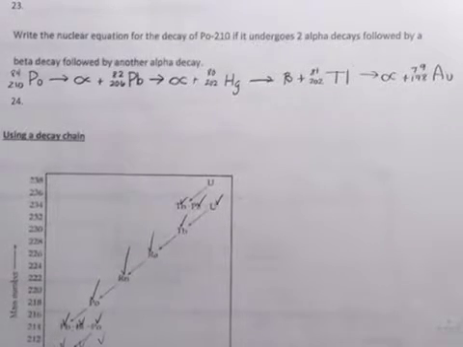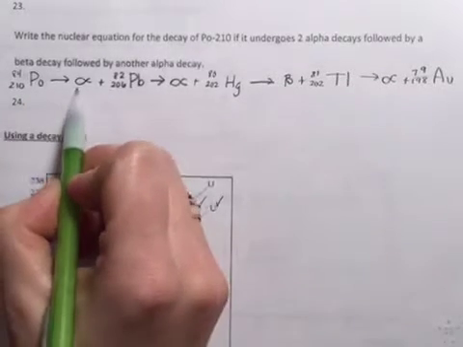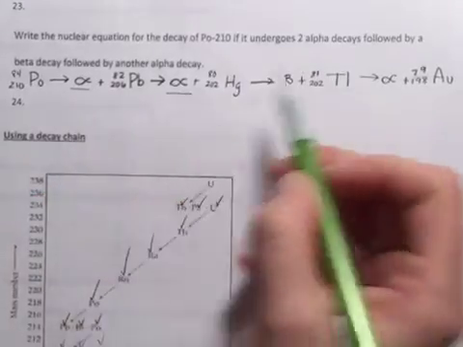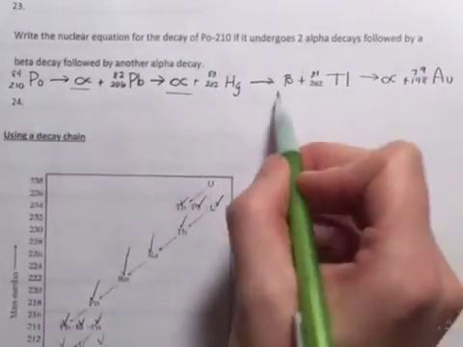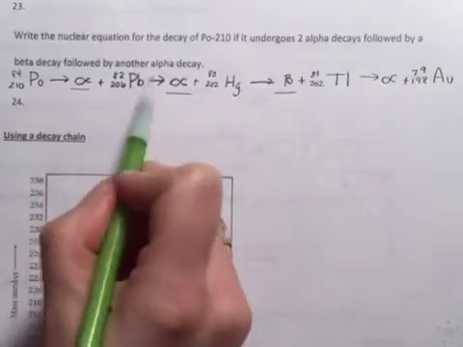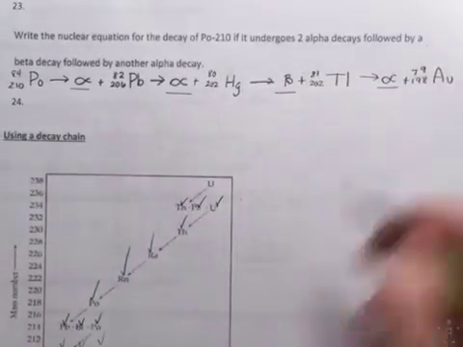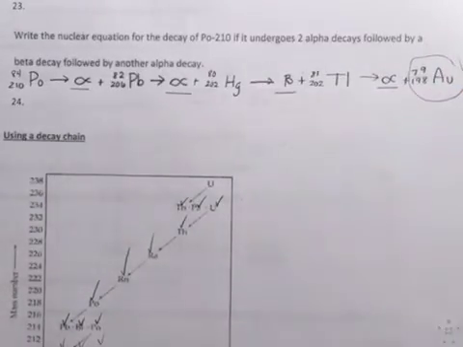So number 23 asks you to write a similar nuclear equation, but instead you're going to go through 2 alpha decays. So I showed that here. There's 1, 2, followed by a beta decay there, followed by another alpha decay there. And this is the end result.